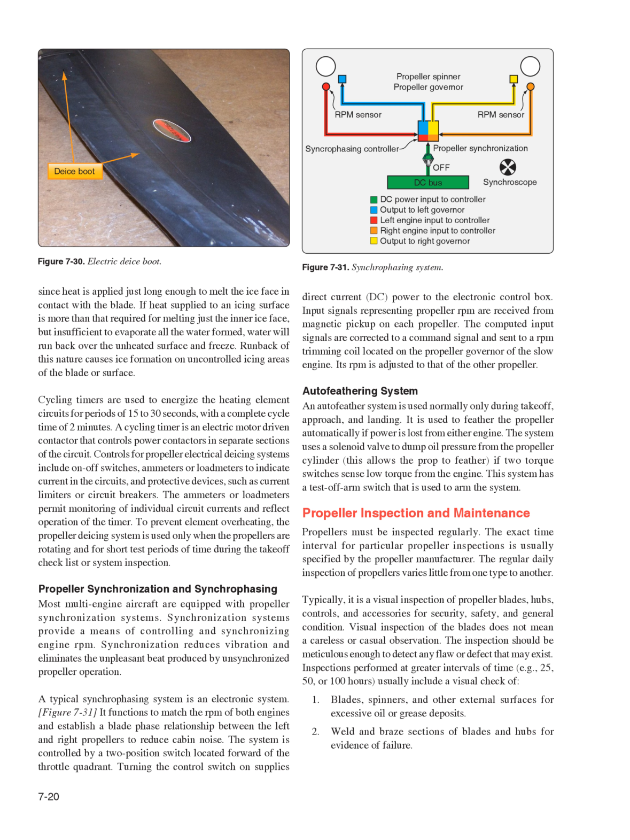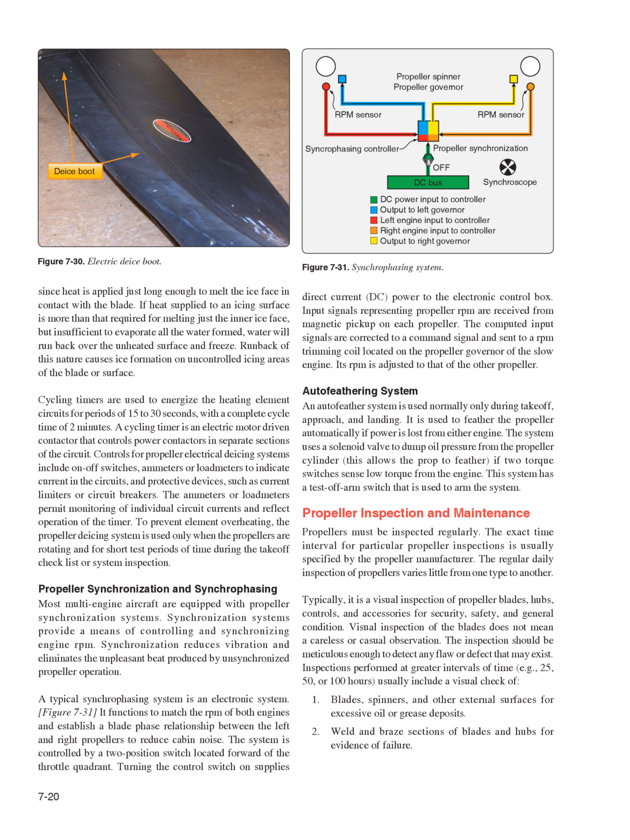To prevent element overheating, the propeller deicing system is used only when the propellers are rotating and for short test periods of time during the takeoff checklist or system inspection. Propeller synchronization and synchrophasing. Most multi-engine aircraft are equipped with propeller synchronization systems. Synchronization systems provide a means of controlling and synchronizing engine RPM. Synchronization reduces vibration and eliminates the unpleasant beat produced by unsynchronized propeller operation.